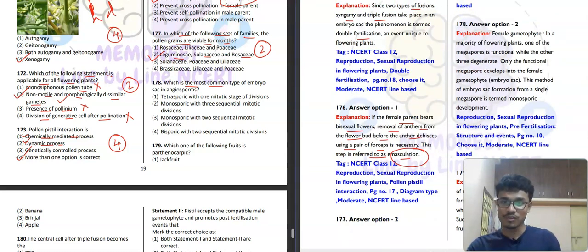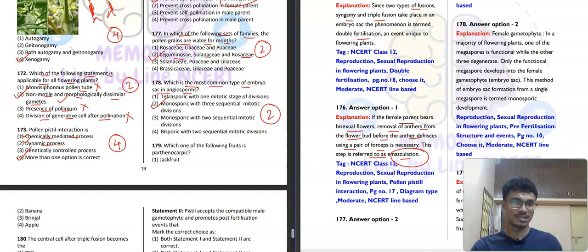Which is the most common type of embryo sac in angiosperms? The options are: tetrasporic with one mitotic stage of division, monosporic with three sequential mitotic divisions, monosporic with two sequential mitotic divisions, bisporic with two sequential mitotic divisions. In most angiosperms, the embryo sac is monosporic with three sequential mitotic divisions. The second option will be your correct answer for this question.